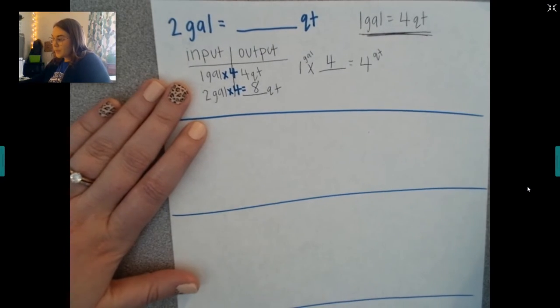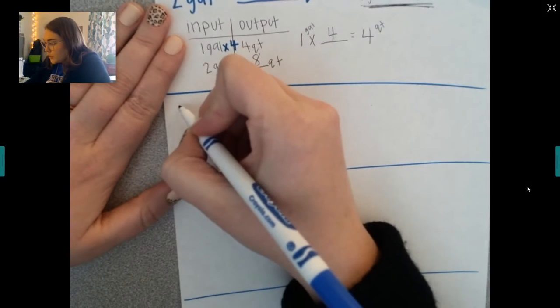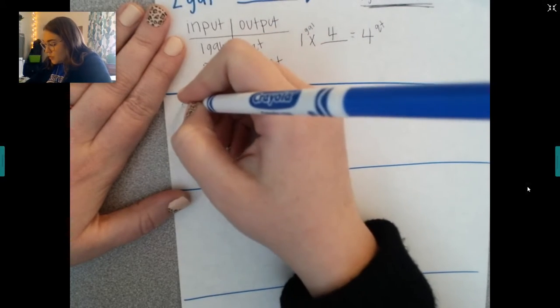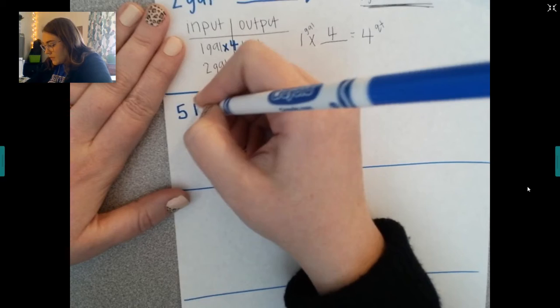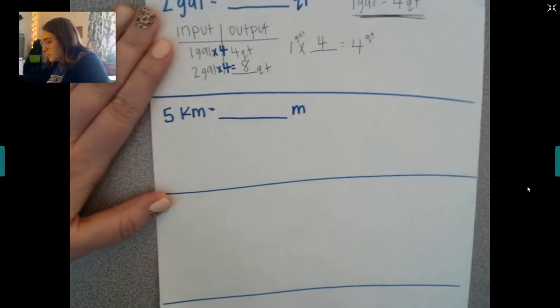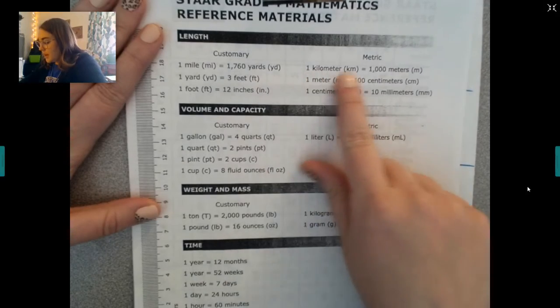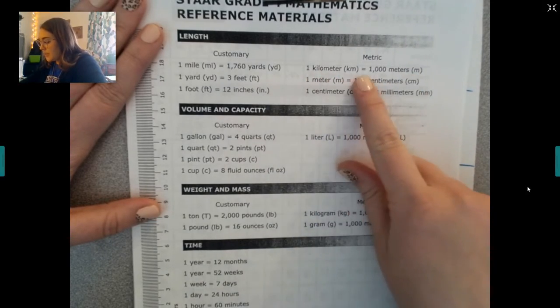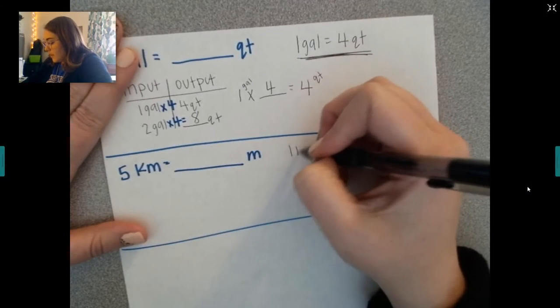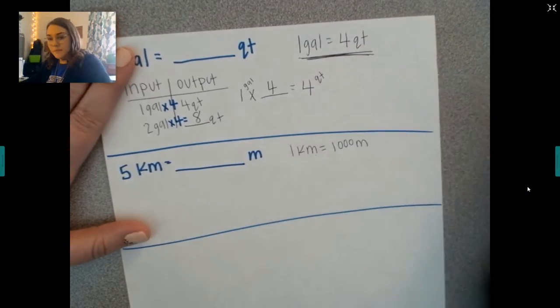I hope so. Okay, I'm going to switch over to metric system. So let's do 5 kilometers equals how many meters? So let's take a look at the metric system. I'm going to find whatever matches that, and I notice kilometers to meters. So 1 kilometer equals 1,000 meters. Okay, so let's practice. 1 kilometer, I write my conversion, equals 1,000 meters.